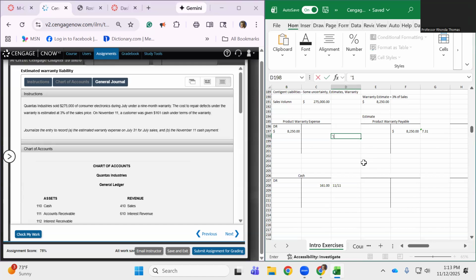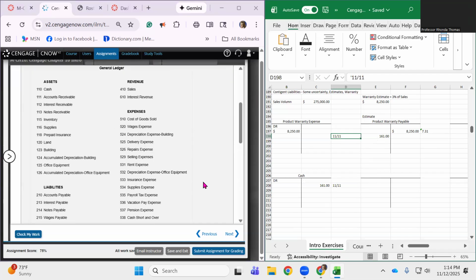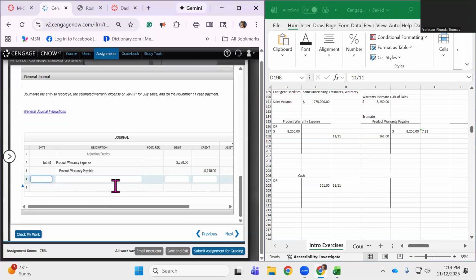So we're using some of what we set aside, right? We set aside $8,250. Doesn't seem like 161 is very much, but that's only one warranty cash payment. So now we're going to do November 11th, and we debit the product warranty payable for the $161, and we pay that customer with cash.